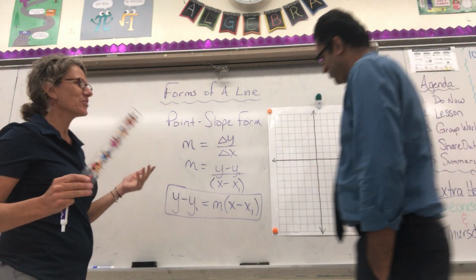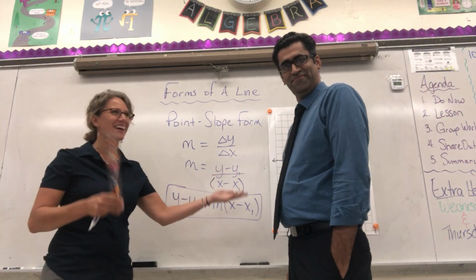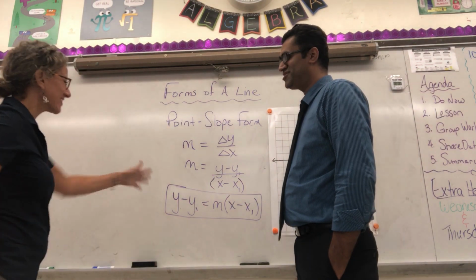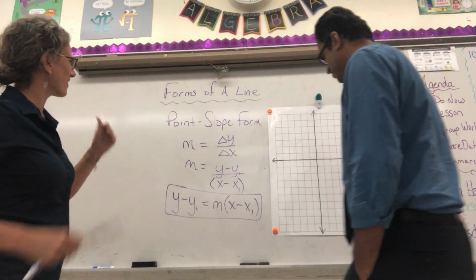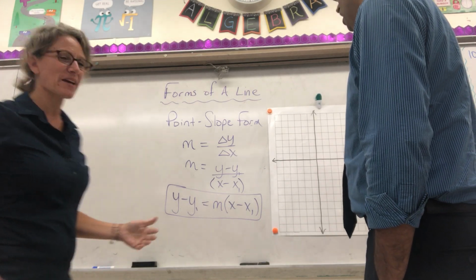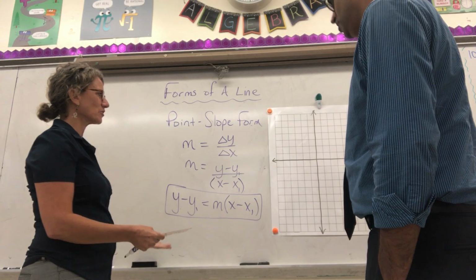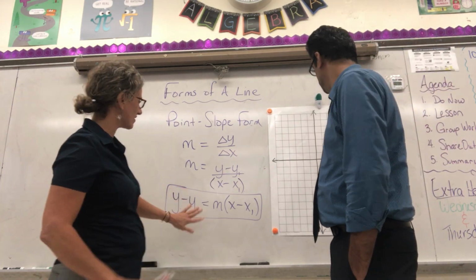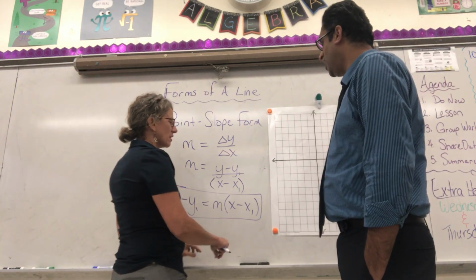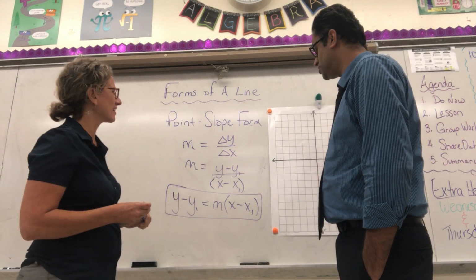And, oh, look who just walked on our set, Mr. K. Hi. Hi, Miss Donahue. What are you doing here? We're going through the point-slope form and explaining why the point-slope form is preferred. So would you like to just interject why this is the preferred form? I like this one much better as well.